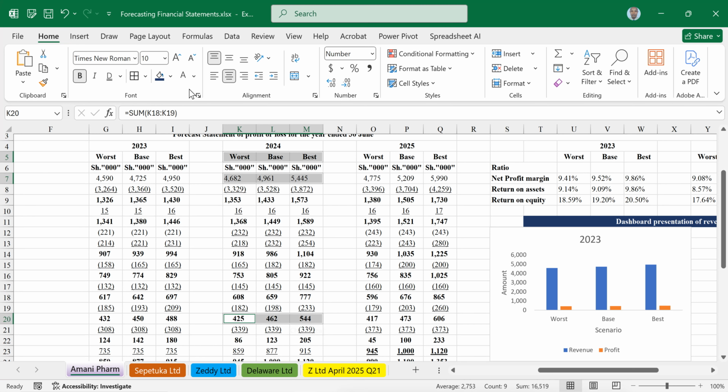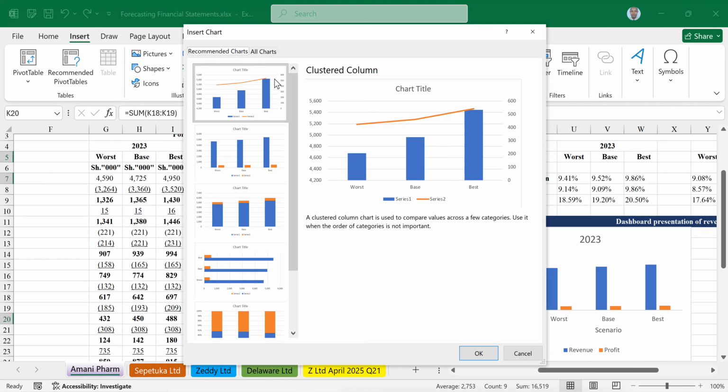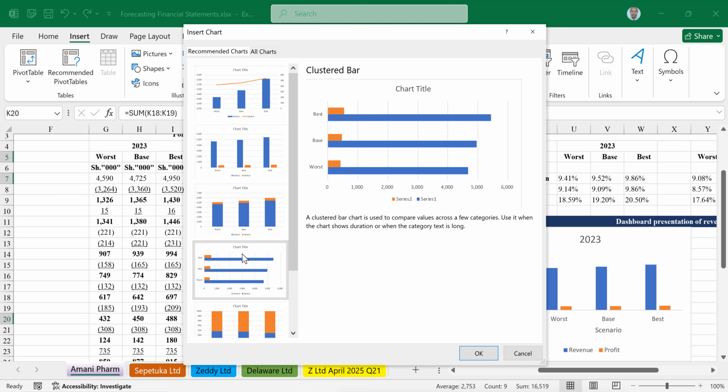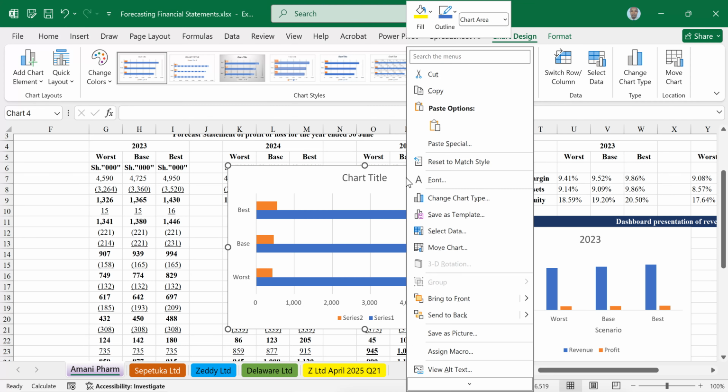Go to insert, recommended chart. You can pick another chart of your liking, like this. Then okay. Once you have this, we want to edit this part. You see, the series should be revenue and profit. So right click anywhere inside the chart, then select data.